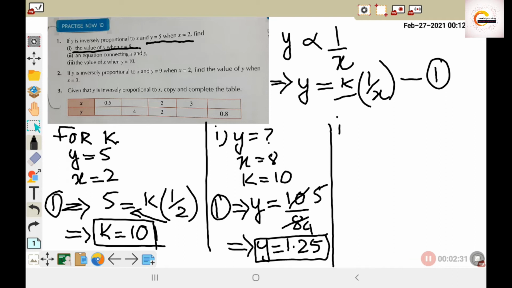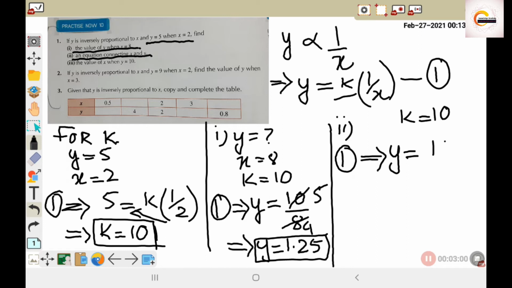Now part 2, we have to find out an equation connecting x and y. Simple. If we put the value of k, we can find out the equation. So I'm going to just put the value of k in the formula. y is equal to, and we know that k is equal to 10, we have already calculated, 10 upon x. This is our required equation.